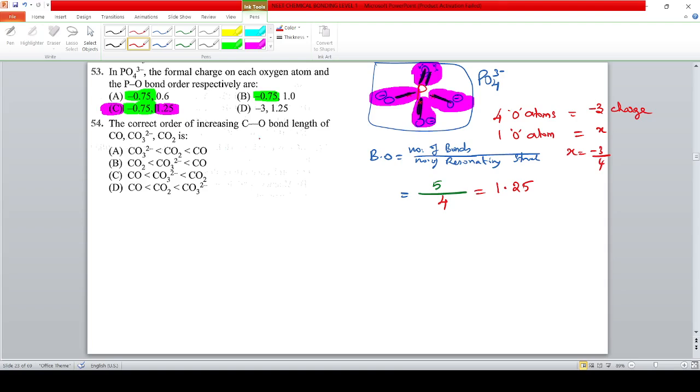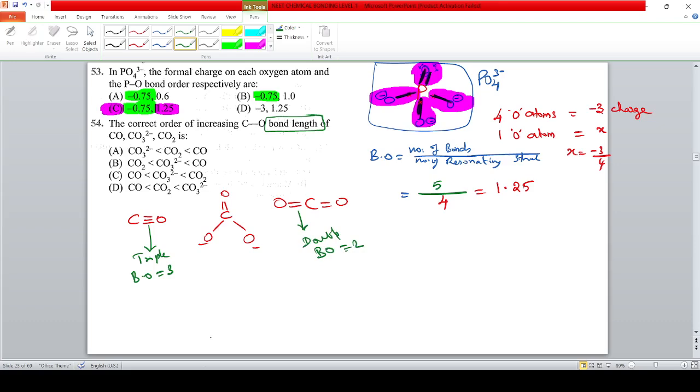54. The correct order of increasing bond length. They have given carbon monoxide, carbonate CO3 2 minus, and carbon dioxide. They are asking about bond length. This one is exactly a triple bond, which means bond order 3. On both sides of CO2, exactly double bonds, which means bond order 2. Here, what is the bond order? Sir, just now we saw the formula. Bond order is equal to number of bonds, 4 bonds, by 3 resonating structures.